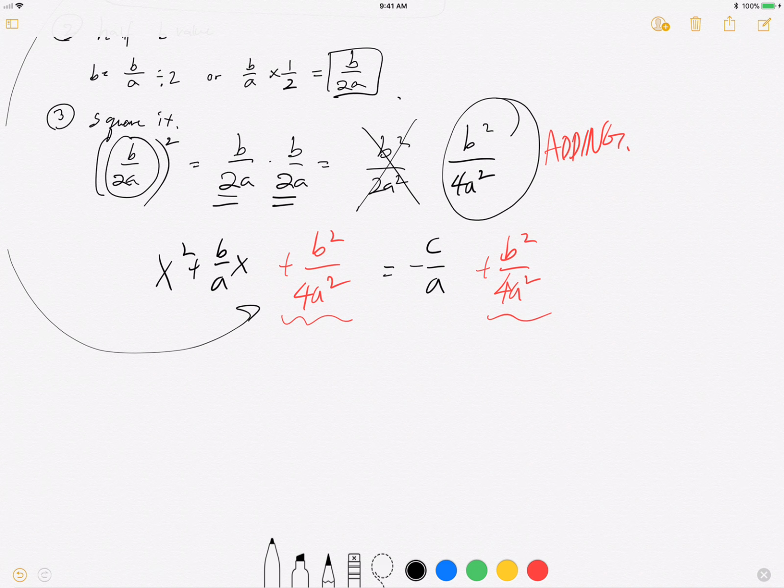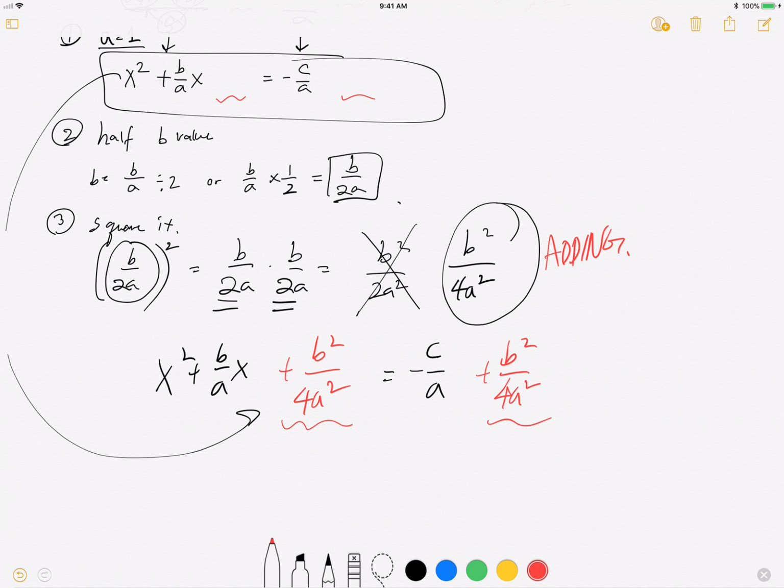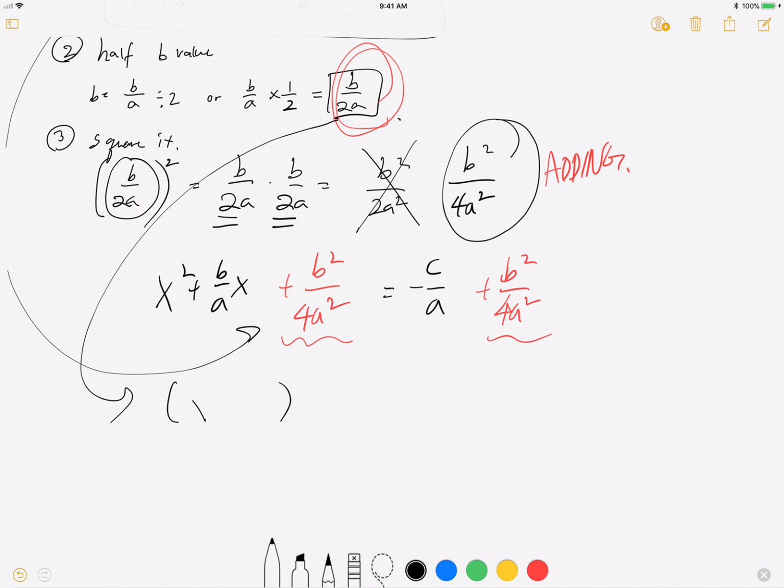So remember this number from step 2. This is a number that belongs in the parentheses down here when we factor this. So it's going to be x plus b over 2a, squared. This is always going to be the number that you got from step 2. Memorize it, keep that in mind. Then this is going to equal negative c over a plus b squared over 4a squared.